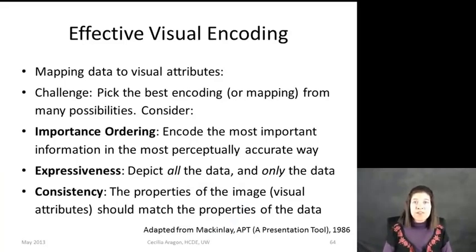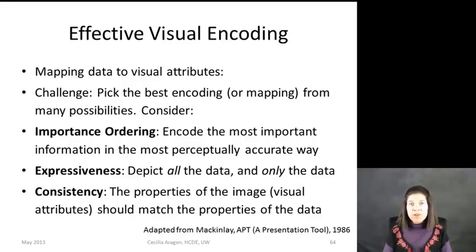We saw earlier that there are different data types, and those can be mapped to a set of visual attributes, and some mappings are better than others. So now we have a challenge. How do we pick the best mapping of all possibilities? So in order to do this, we're going to follow 3 basic principles: importance ordering, expressiveness, and consistency.